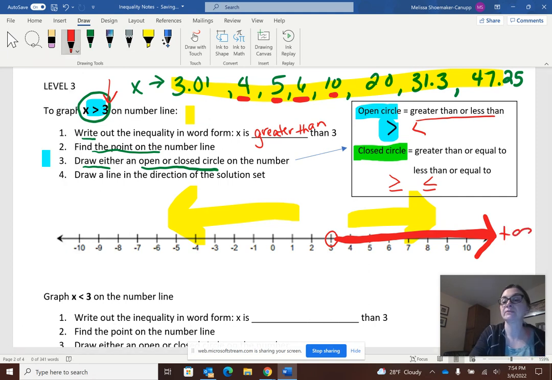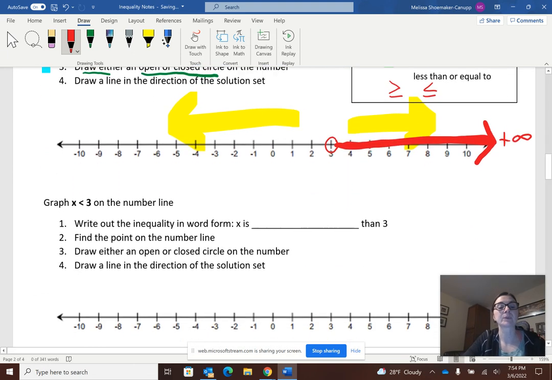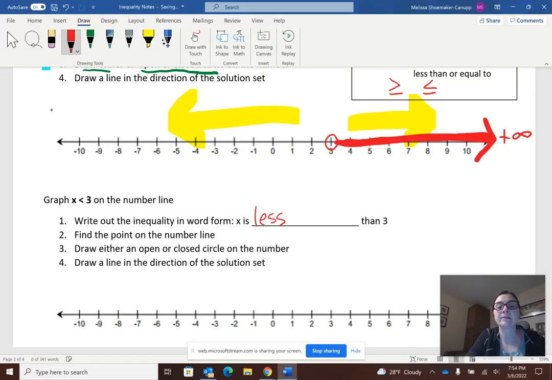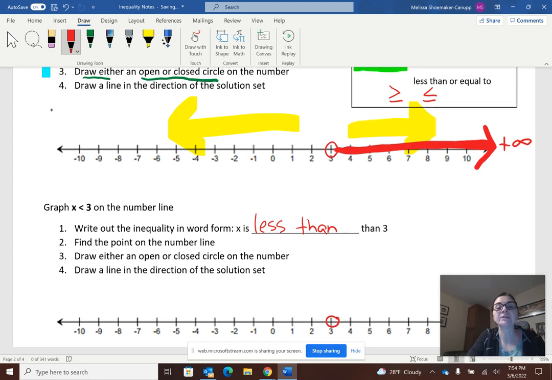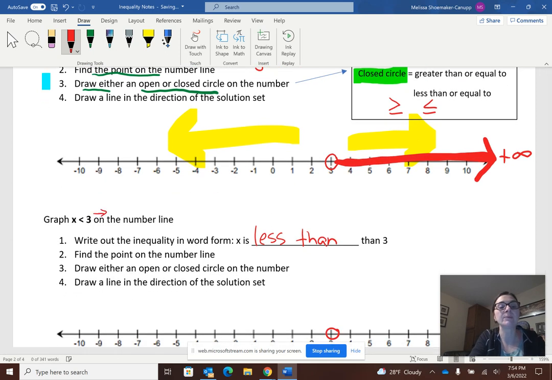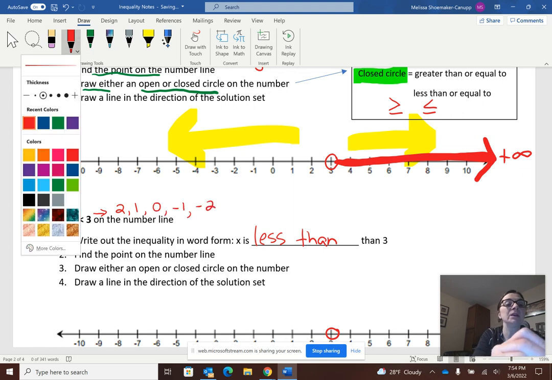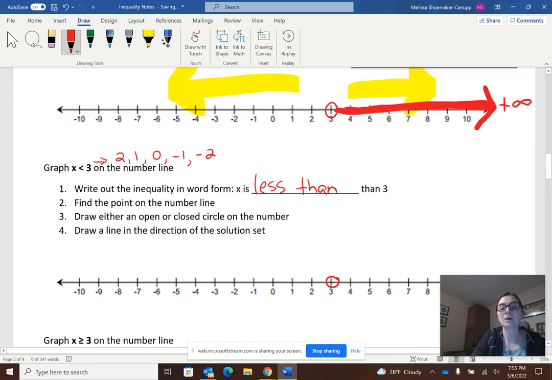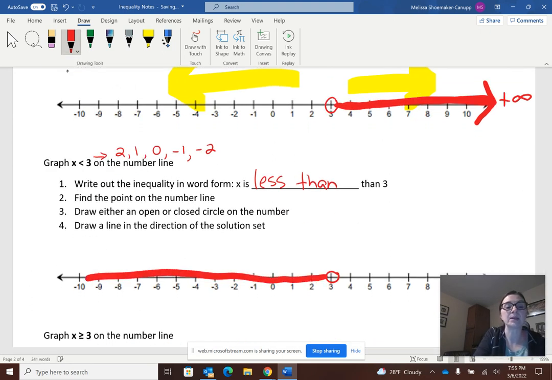Okay, now let's take a look at x is less than 3. So we're still dealing with an open circle because it's less than. I'm still dealing with 3, but do you notice what the difference is? Here, x is greater, but if I think about numbers smaller than 3, I'm going to be thinking about 2, 1, 0, -1, -2. So I want to draw my arrow the other way. That's all you've got to do.